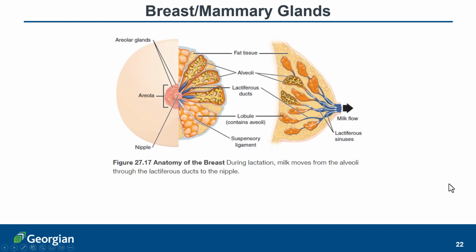Here it is schematically. So you can see the mammary glands over here, which are really the lobules that contain the alveoli. When milk is produced, it goes through the lactiferous ducts. About 15, 20, 25 of these ducts empty into the areola and then expelled when the infant is nursing.